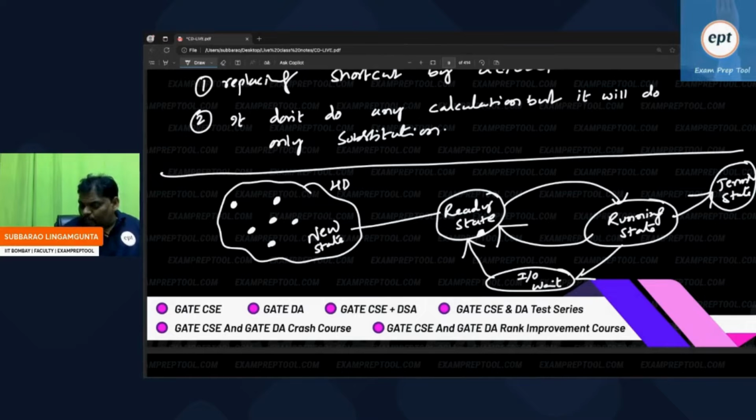After giving input, the IO wait state process can go to the ready state. Once again it is ready, once again the CPU says come. So it keeps on going until termination happens. You no need to write this diagram.